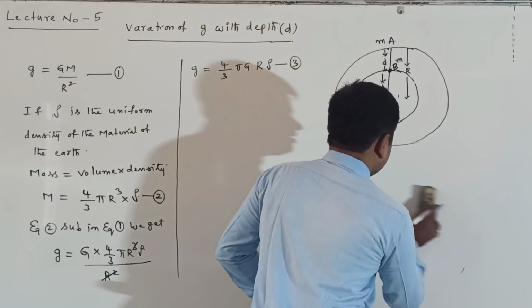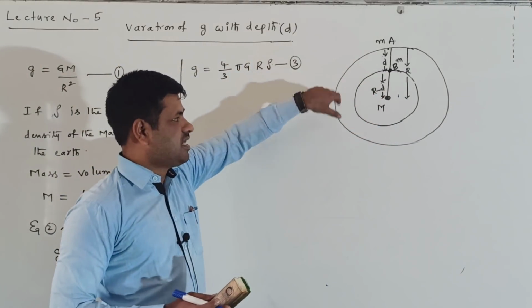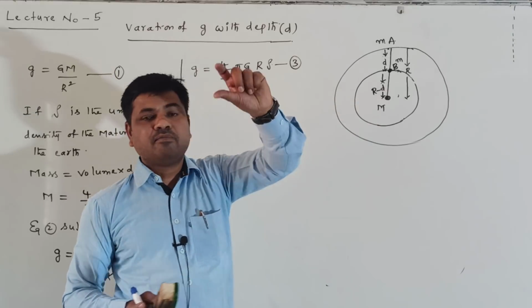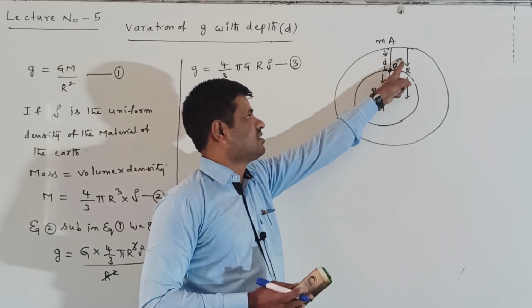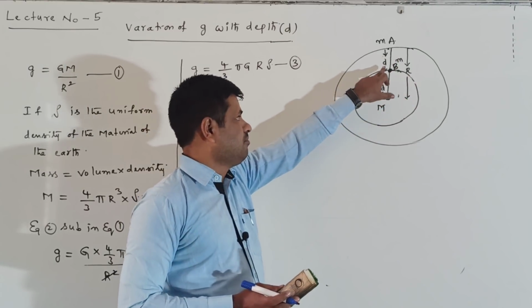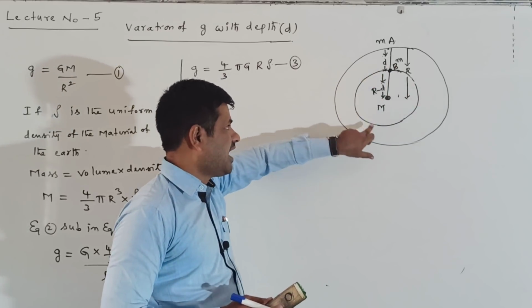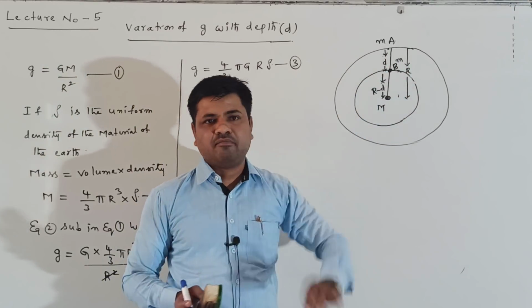That is the reason we write here that the mass present in the radius R minus d is the mass that affects the small mass m. That means the mass present in this inside sphere affects the small mass m.